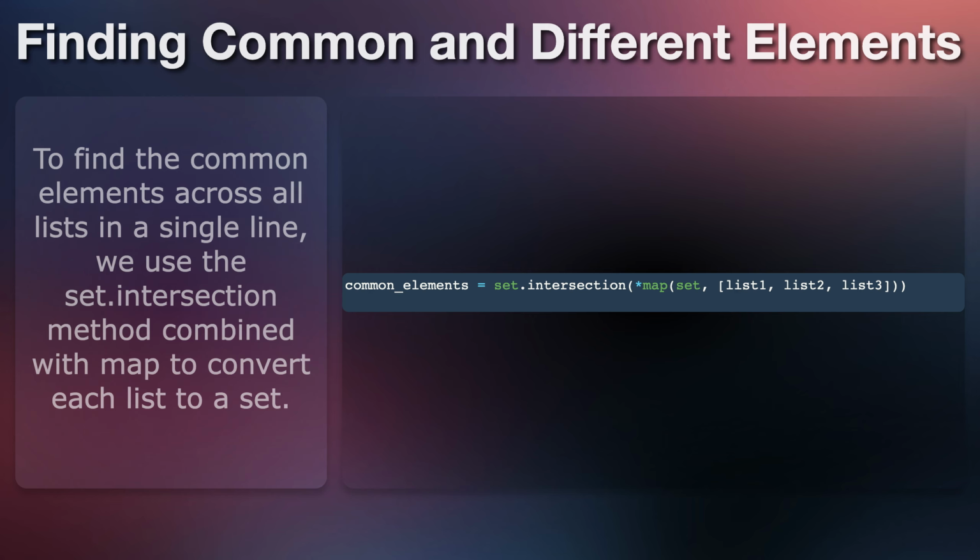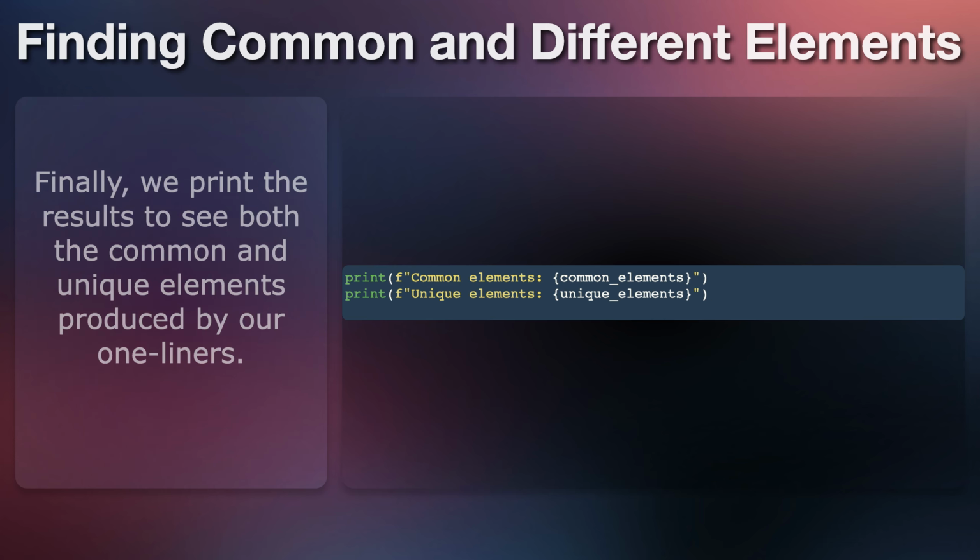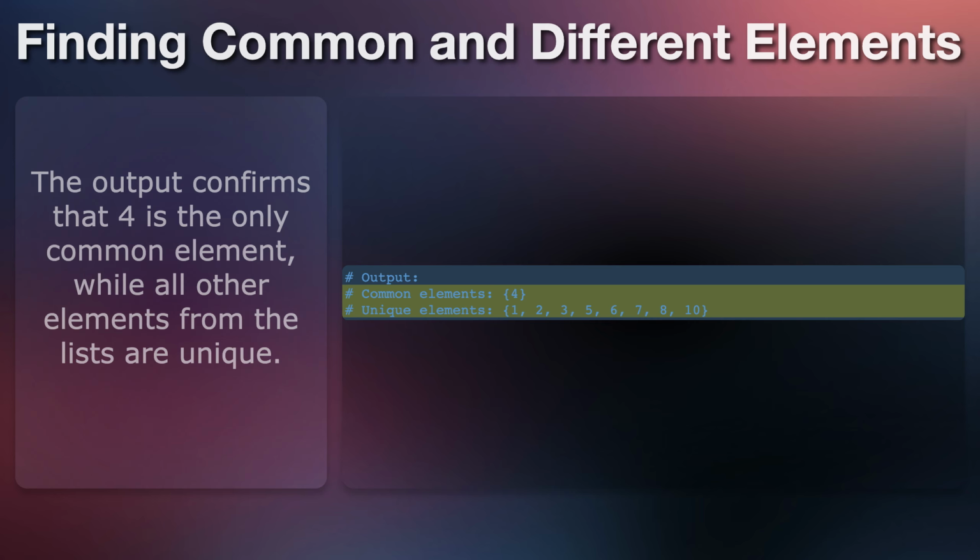For unique elements, we calculate the union of all sets and subtract the intersection, again using one powerful line. Finally, we print the results to see both the common and unique elements produced by our one-liners. The output confirms that 4 is the only common element, while all other elements from the lists are unique.